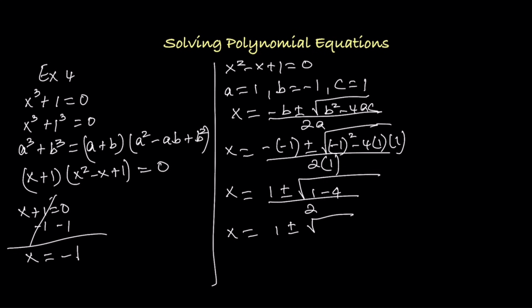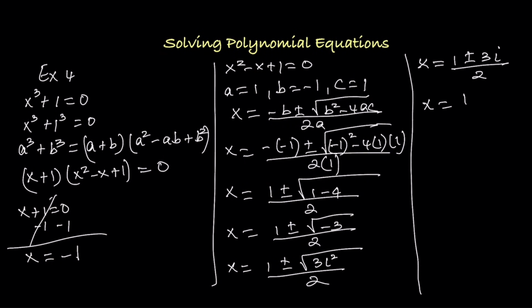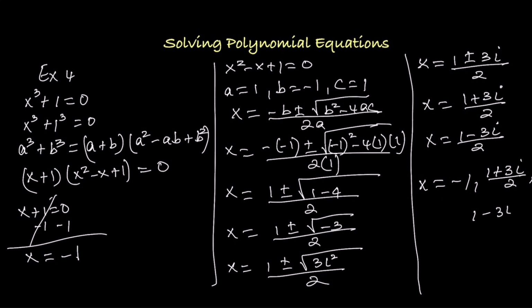Since we cannot take the square root of a negative number, we use complex numbers. I squared equals negative 1. So x equals 1 plus or minus the square root of 3i squared all over 2. Simplify. X equals 1 plus 3i over 2 and x equals 1 minus 3i over 2. The final solutions are x equals negative 1, x equals 1 plus 3i over 2, and x equals 1 minus 3i over 2.